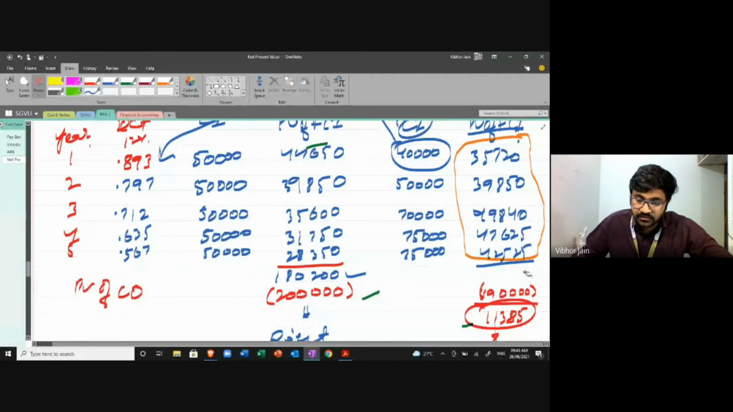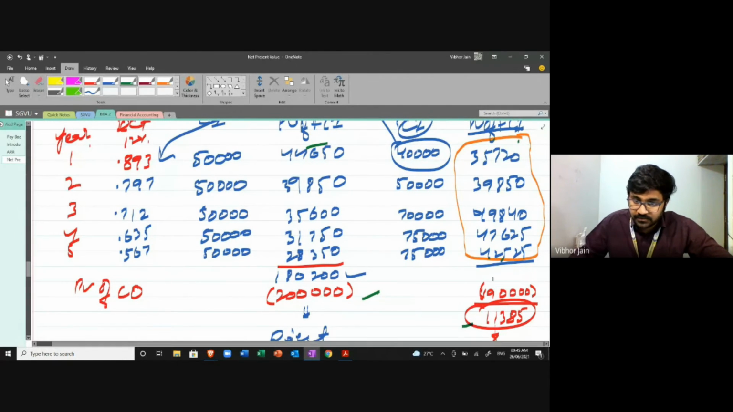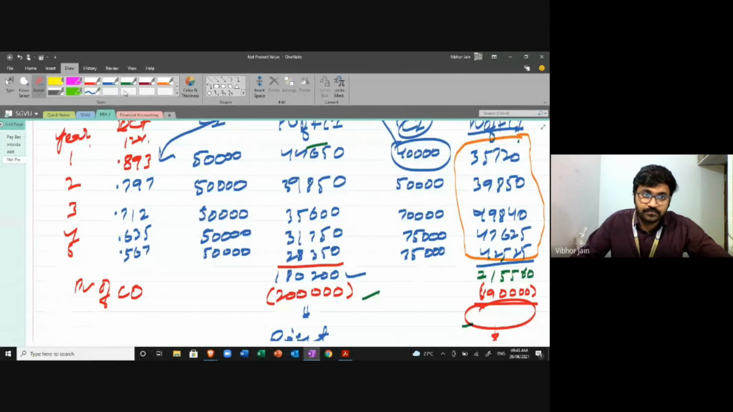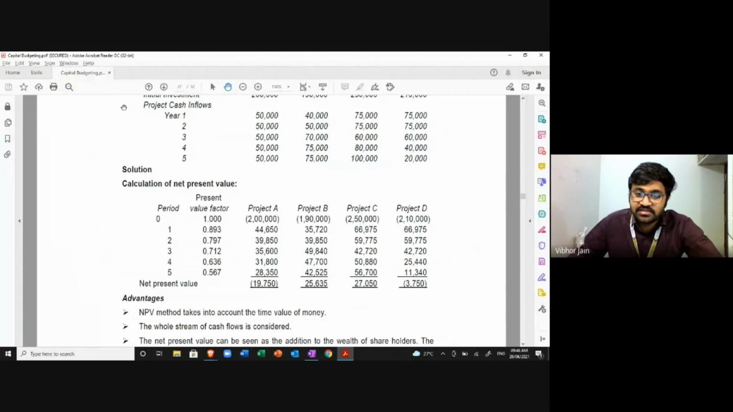This is 215,560 minus 190. This gives us 25,560. It is positive, so we will accept the proposal. And for the other projects as well, this is positive and this is negative. So this is 250 and 190.